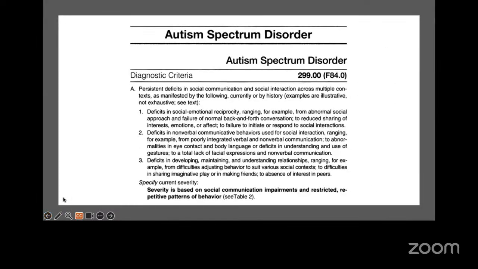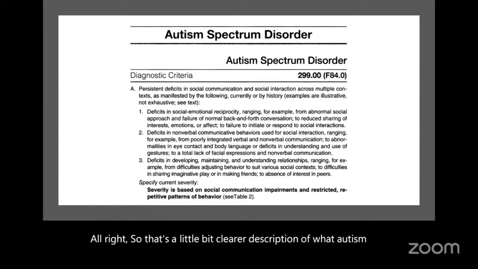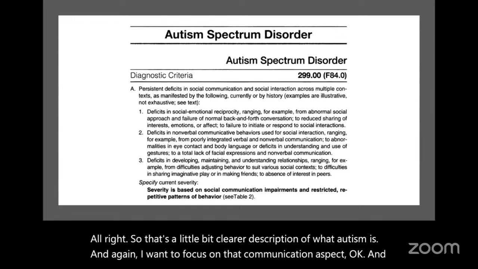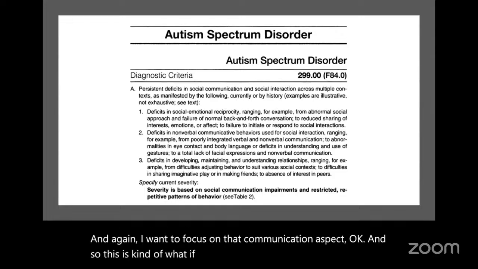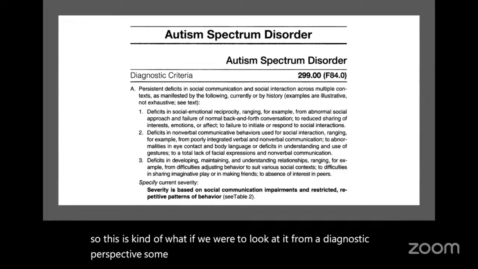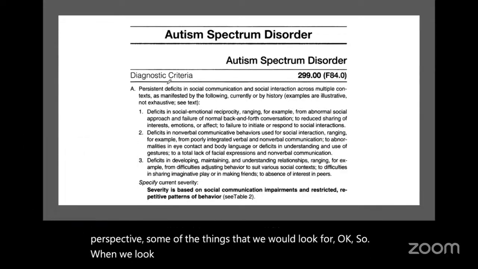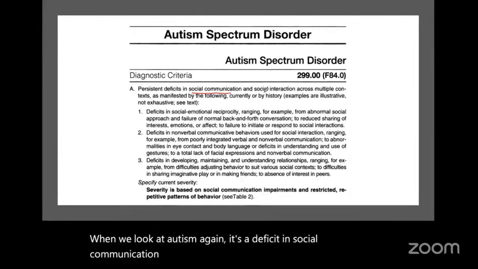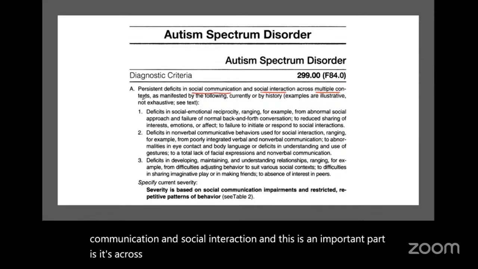All right, so that's a little bit clearer description of what autism is. And again, I want to focus on that communication aspect, okay? So this is kind of what, if we were to look at it from a diagnostic perspective, some of the things that we would look for, okay? So when we look at autism, again, it's a deficit in social communication and social interaction. And this is an important part, it's across multiple contexts, okay?